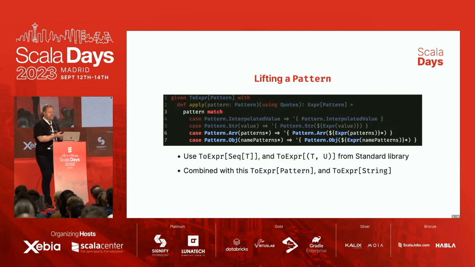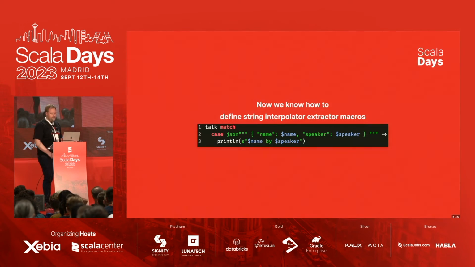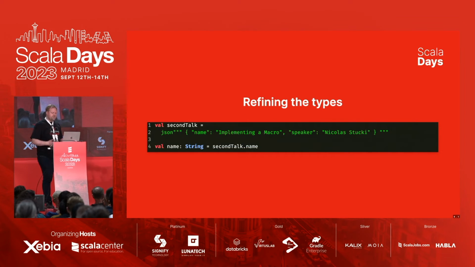But here the type class that we're using is the ToExpr of Seq or ToExpr of Tuple2 to lift those tuples and sequences from the varargs. And as usual, they compose amongst themselves. So now we know how to implement a string interpolator extractor with macros. Next step will be to refine the types.